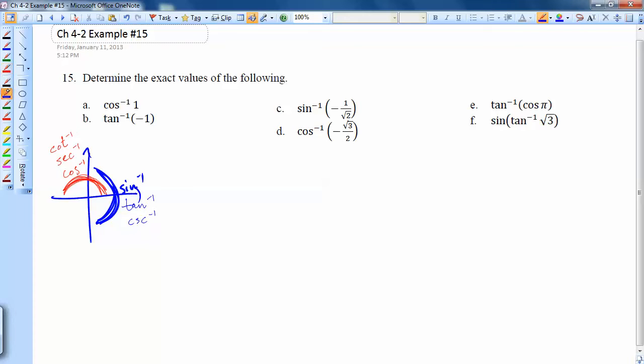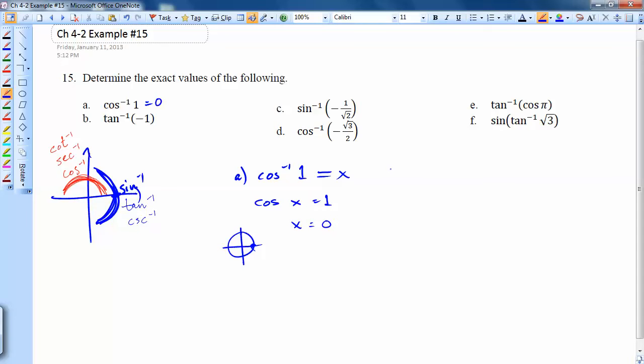So for part A, where it says cos inverse of 1, we're trying to find the angle that gives us a cosine of 1. If I call this x, that's the same thing as saying when is cosine x equal to 1? Well, on the unit circle, that happens right here when x is 0. And that's in my range, so x equals 0 degrees would be correct. So this would be 0 degrees, or 0 radians.